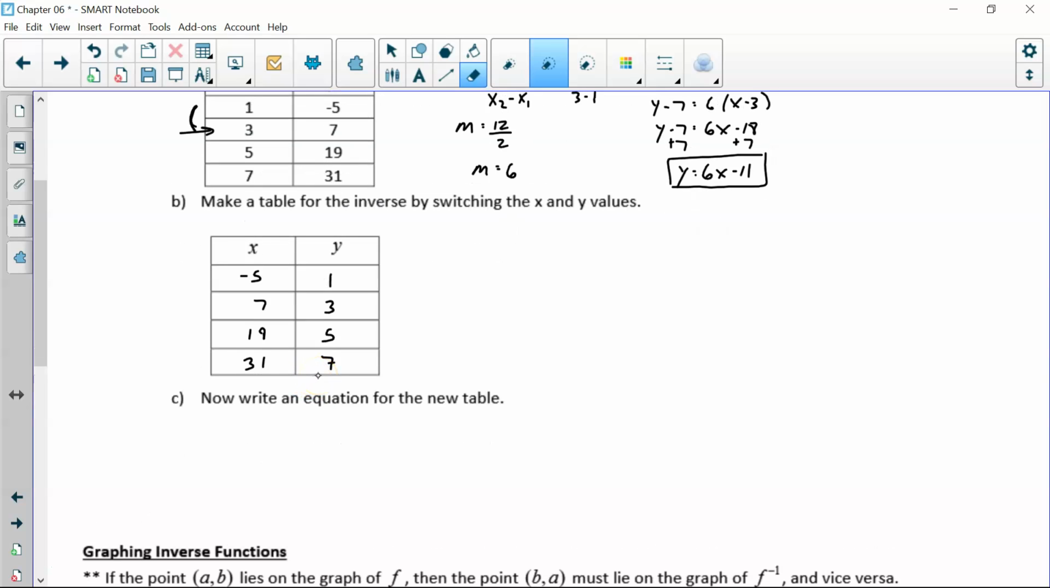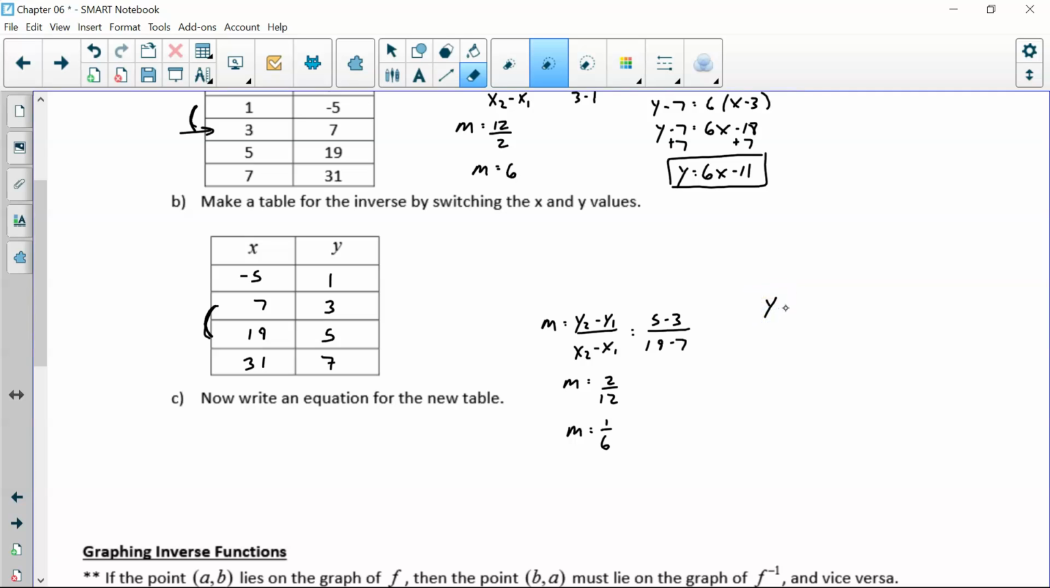Now we can write an equation for this new table. So we'd have to find the slope first. m equals y2 minus y1 over x2 minus x1. And it doesn't matter which points we pick. I'm going to pick these two in the middle just because I feel like it. 5 minus 3, 19 minus 7. So the slope is going to be 2 over 12. So the slope is 1/6.